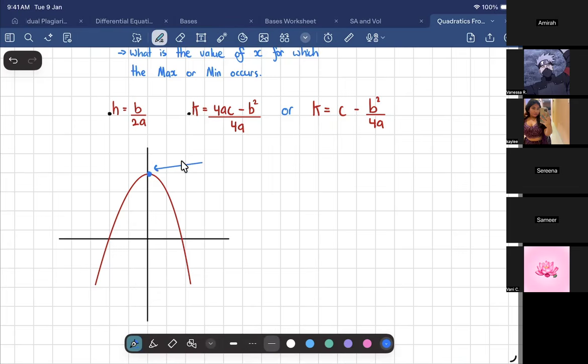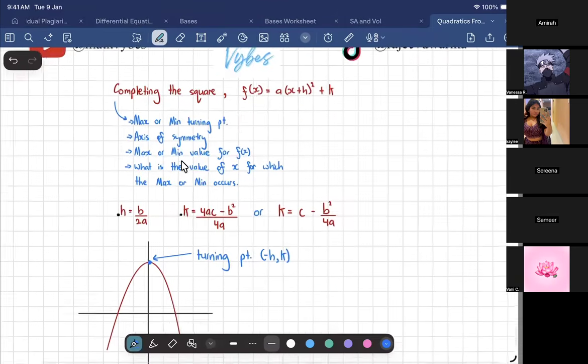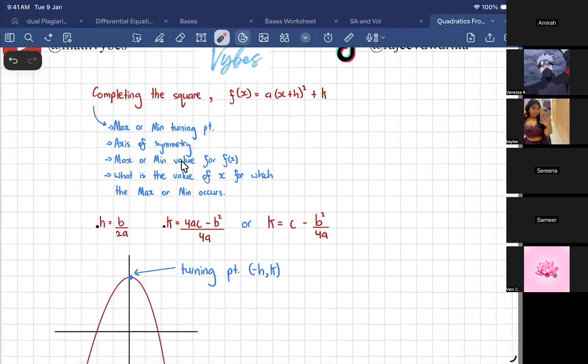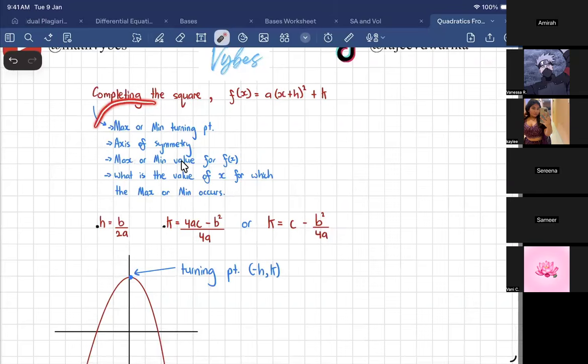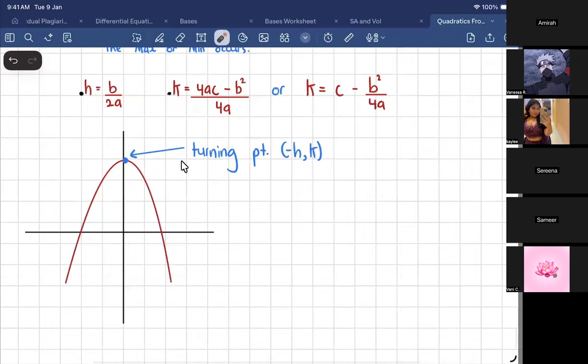The turning point is given by minus h comma k. This is the turning point, my friends. With these types of questions, you will look at the quadratic, figure out what a, b, and c are, and plug them into these formulas. You'll find h, you'll find k. Once you have h and k, you could figure out every single thing here. Everything. So this is the turning point.